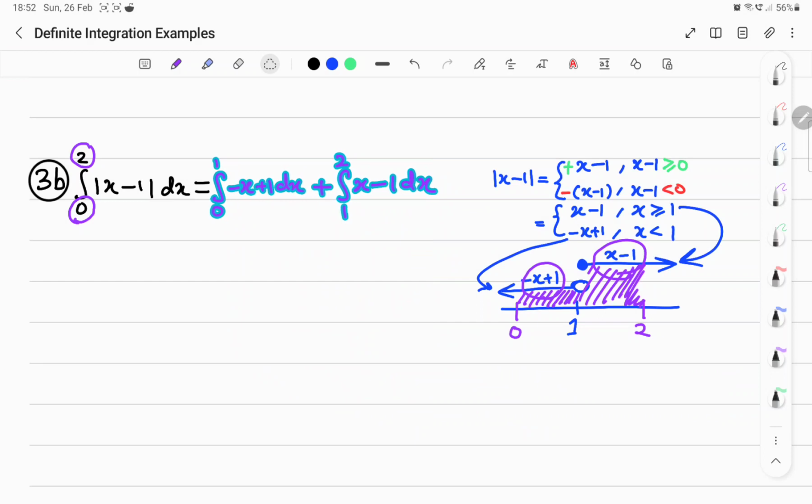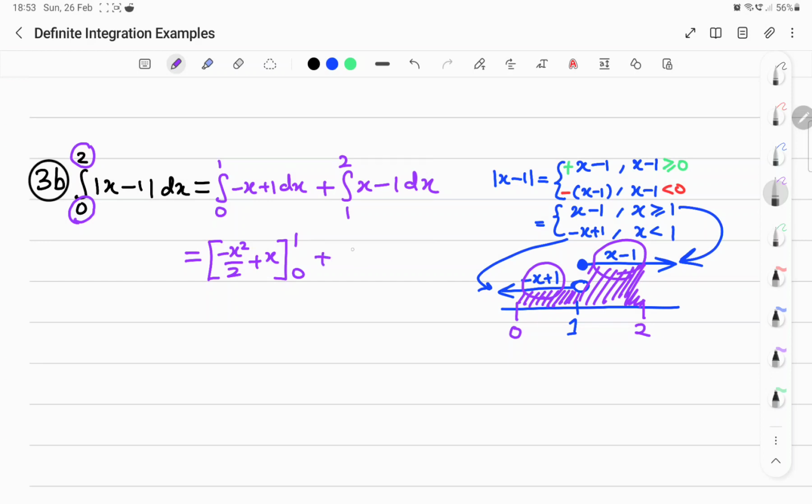Just bring everything over here and then proceed calculating. You have to bear in mind these two have different intervals, so please integrate them carefully. You cannot combine them because they belong to different intervals. So the first one is minus x squared over 2 plus x. Then close them with 1 and 0 as the limit.